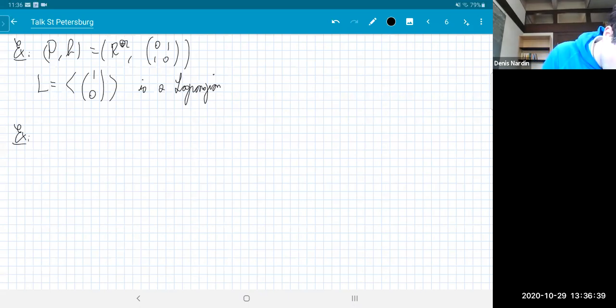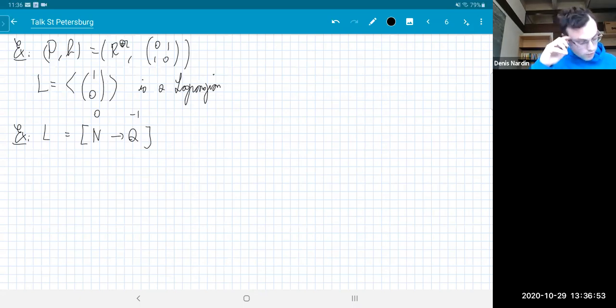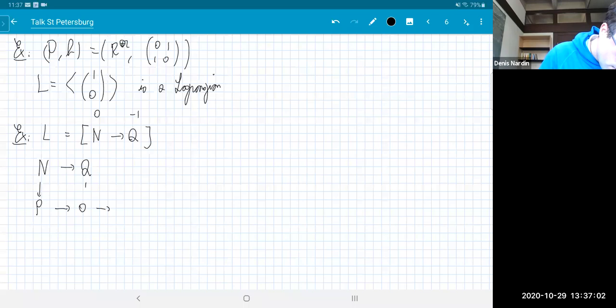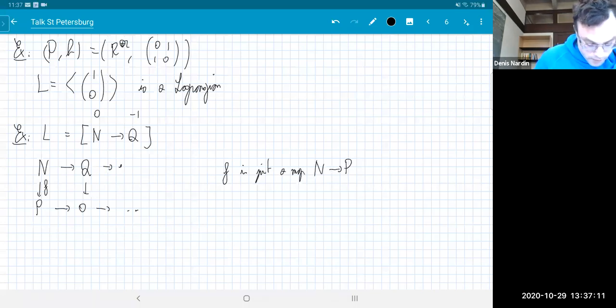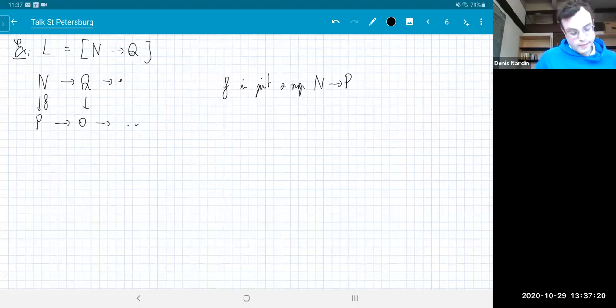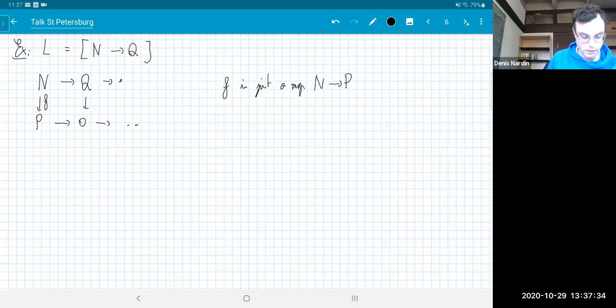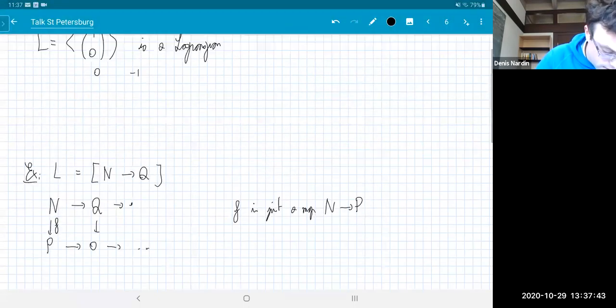Let's see what happens when L is of the form N goes to Q, where N is in degree zero and Q is in degree minus one, and P is the same. So, what does it mean? Well, it means first we have a map of complexes like this. So F is just a map N goes to P. And now we need the Lagrangian condition, and maybe, okay, that's the problem of doing things out of order. I forgot to define the hyperbolic quadratic form. So actually, before I do this example, let me do a simpler example. And I'll go back to this in one second.